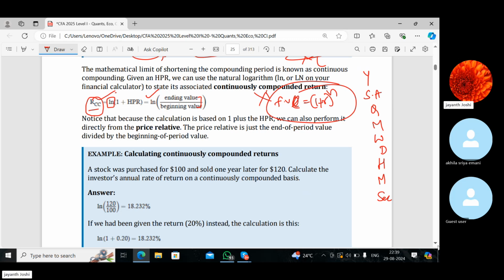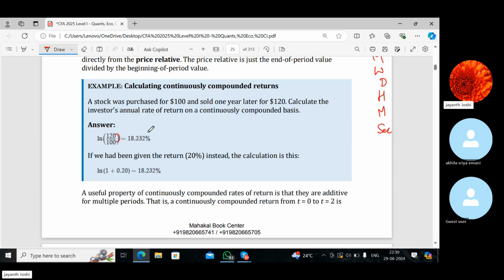Okay, so here they have done log of ending by beginning, and they got this return of 18.232%. This is the return you get if you have purchased a stock, held it for 1 year, which has become 120, and you have calculated the return on a continuously compounded basis. So you got this return.